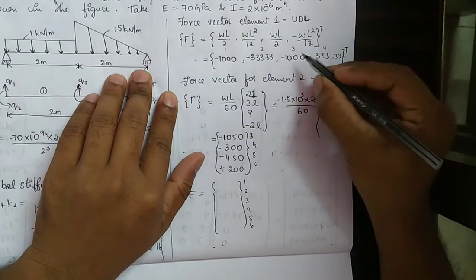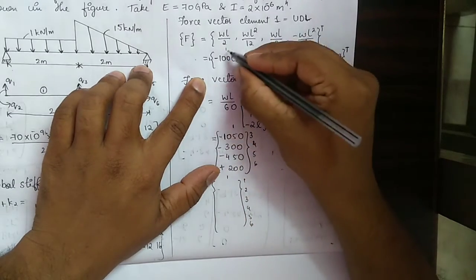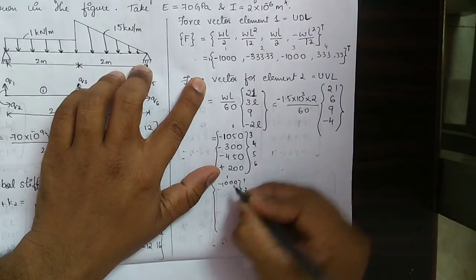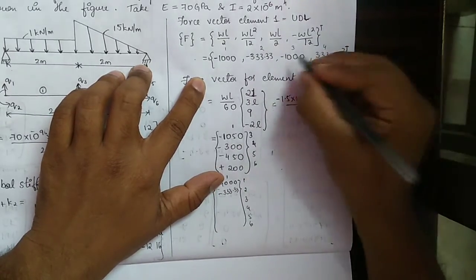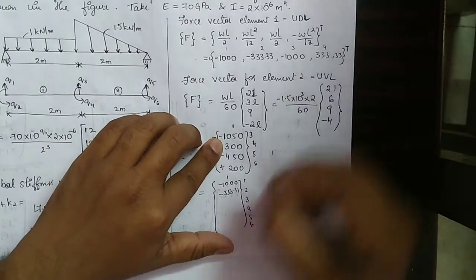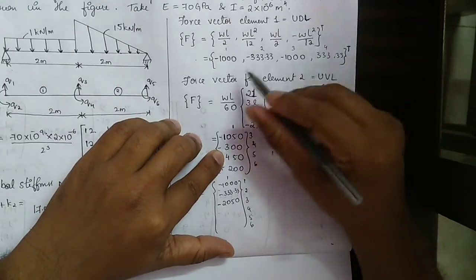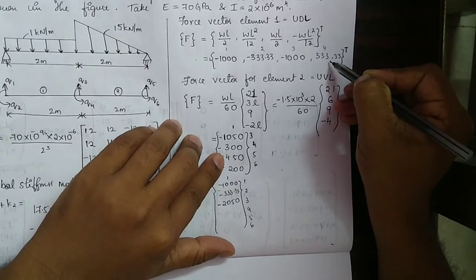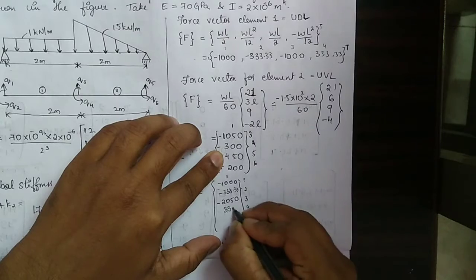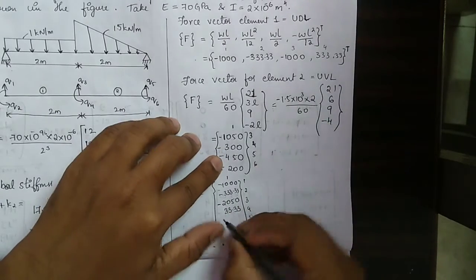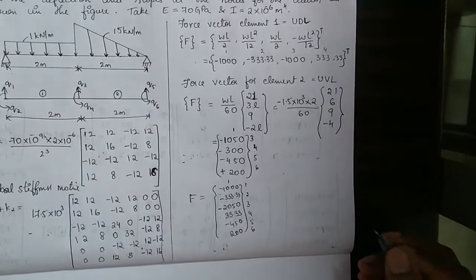And I will add the common terms. The rest of the things have to be written. First one, 1 will be only this, minus 1000. 1 2 will be minus 333.33, and 1 3 will be minus 1000 plus minus 1050, that will be minus 2050, and 1 4, that is 333 minus 300, that will be plus 33.33, and 5 we have minus 450, and 6 we have plus 200. So this is the force term which we have got.